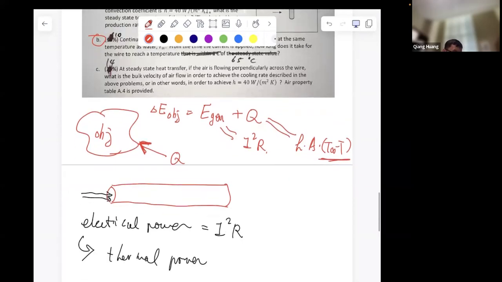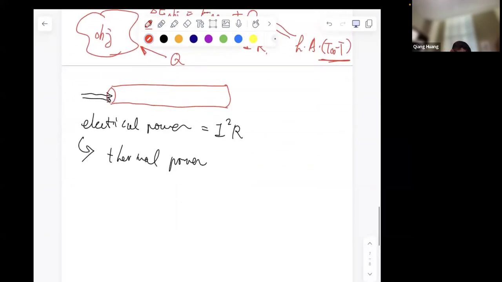All right. So now let's look at this equation again. The equation says the change of the energy of any object equals the energy that is being generated inside the object plus the Q, h A (T infinite minus T), right?